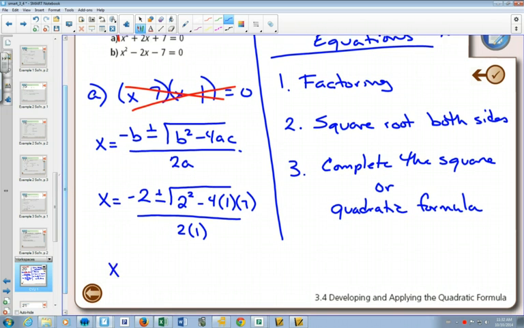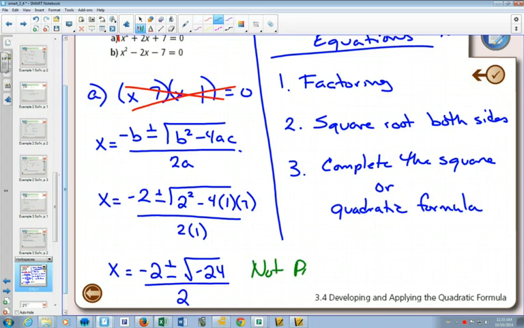You'll get a non-real answer. Because watch what happens. Let's simplify this. Negative 2 plus or minus 2 squared is 4 minus 28 will be negative 24, all over 2. Can you take the square root of a negative? No. So this is not possible. It doesn't even exist.